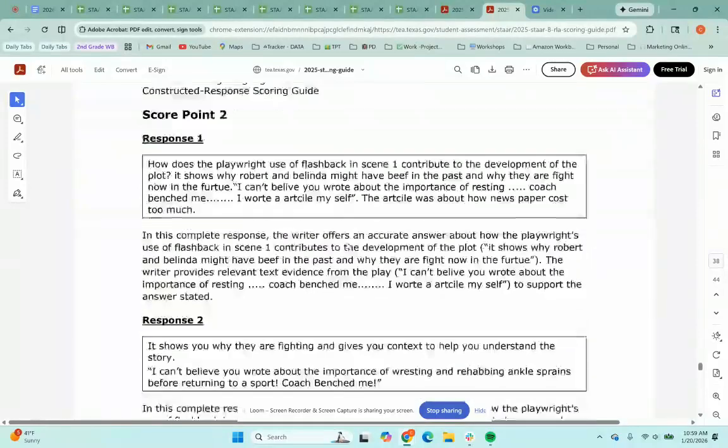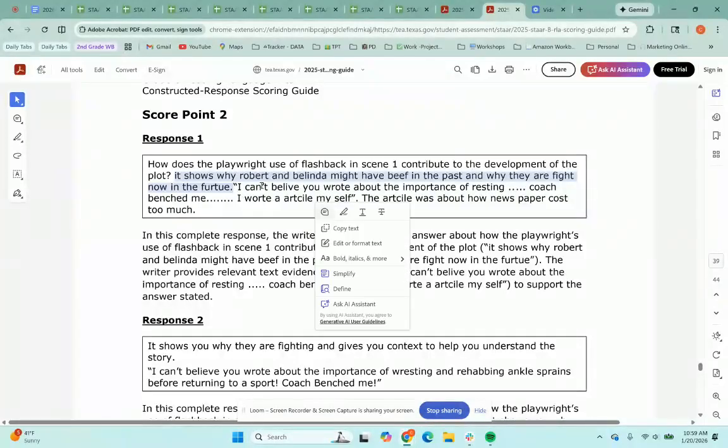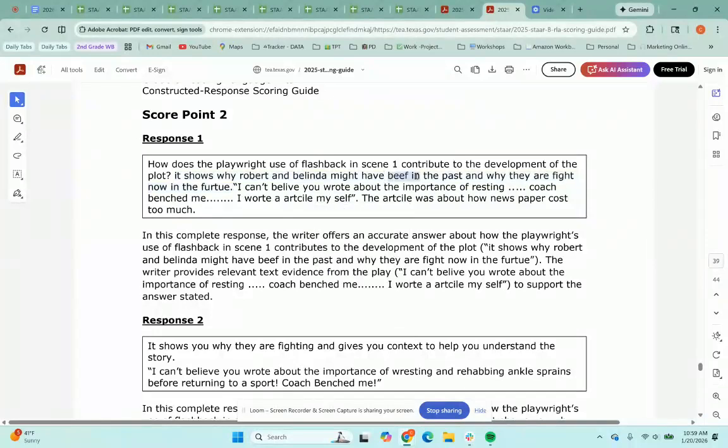Okay, let's look at a few twos. This one copied the question again, which they're just going to ignore. It shows why Robert and Belinda might have beef in the past and why they are fighting now in the future. This got a 2, you guys. So as you can see, it is not scored on slang or conventions. It still got the 2 points. Beef is a synonym for fighting, okay? And so it got the answer right.